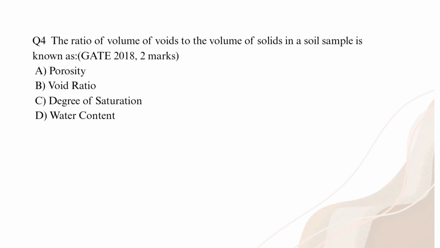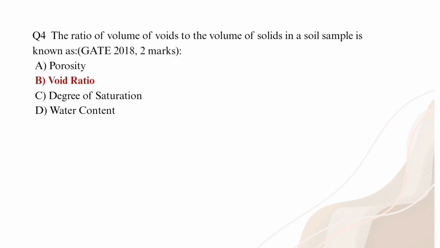Now the next question: the ratio of volume of voids to the volume of solids in a soil sample is known as. This question was asked in GATE 2018 for 2 marks. Options are porosity, void ratio, degree of saturation, and option D water content. The correct answer is void ratio, because void ratio is equal to volume of voids upon volume of solids, and porosity is volume of voids upon total volume. So the given definition matches the void ratio, and hence the correct answer is void ratio. The ratio of volume of voids to the volume of solids in a soil is known as void ratio.